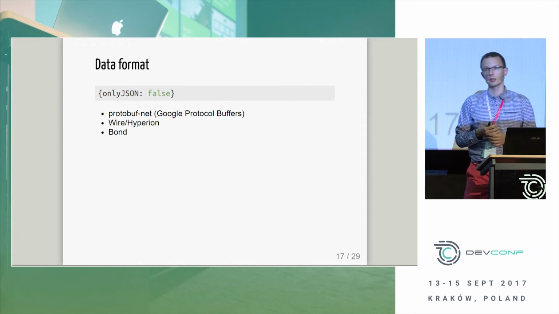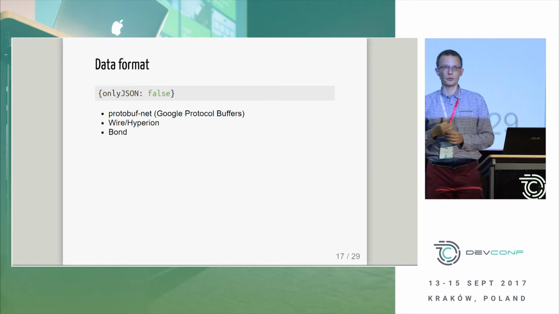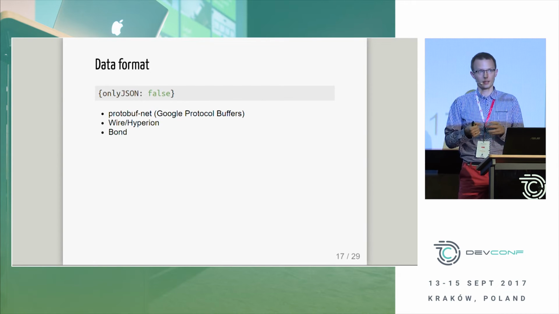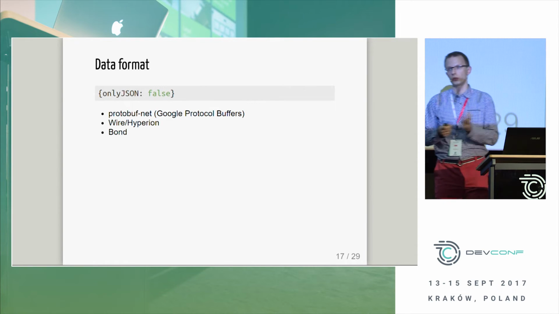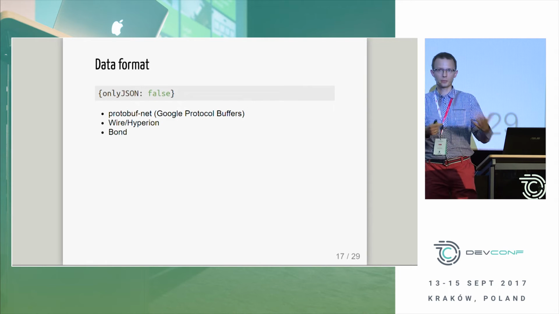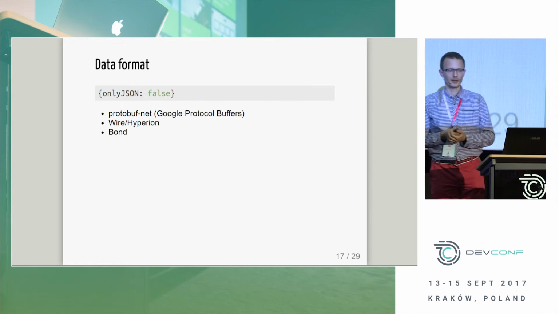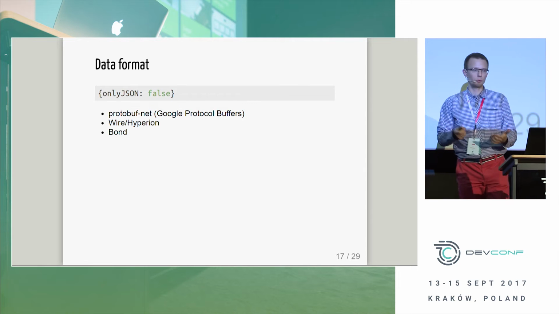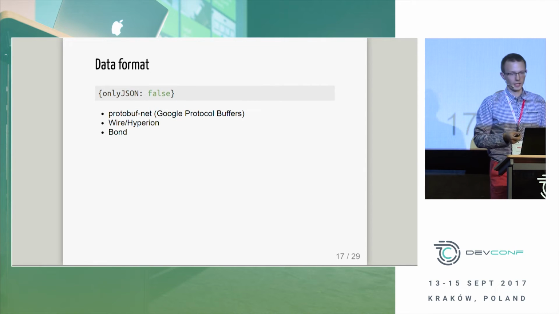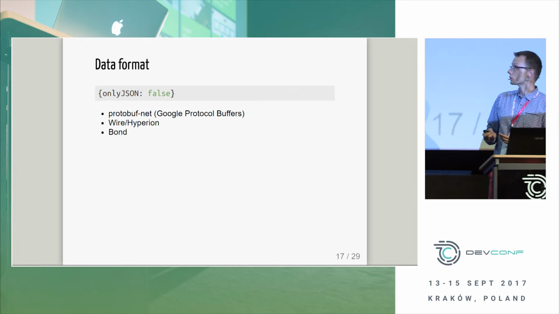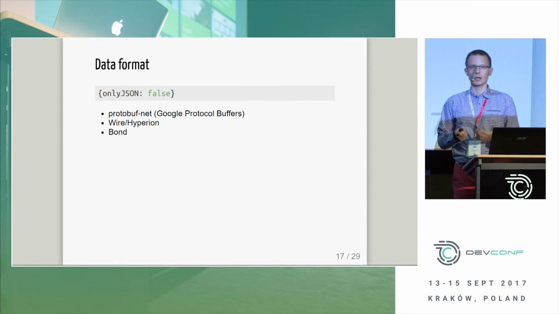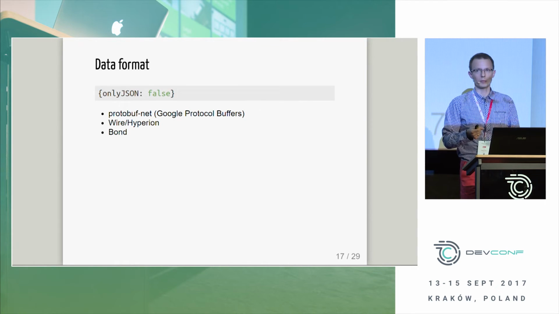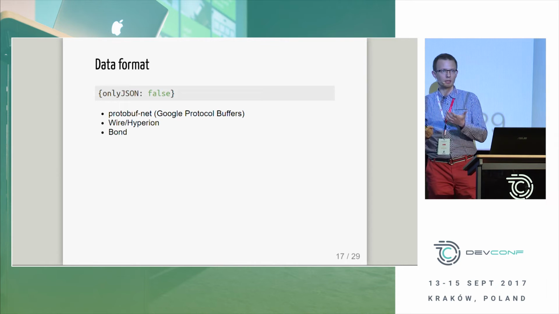The second thing that I already mentioned is Wire Hyperion. You can use it in Akka.NET, but also you can use it on your own. If you want to send messages across different services, that could be a good choice. Again, depending on your requirements, whether versioning and schema should be supported, and so on and so forth. And the last one, Bond, Microsoft's Bond. That's the serializer recently open sourced by Microsoft, and that is used internally.